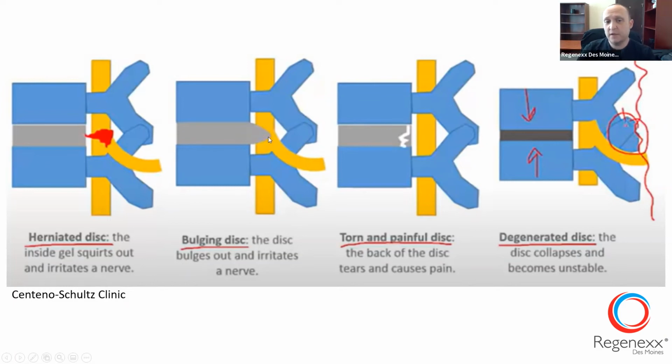Now, there's lots of different ways that the disc can be involved. So this is typically what we call a disc bulge, or posterior disc bulge. You can also get a herniation. Some people call this sequestration as well. And what that means is basically the jelly that should be in the smack middle of the disc leaks out through what is typically a small tear.